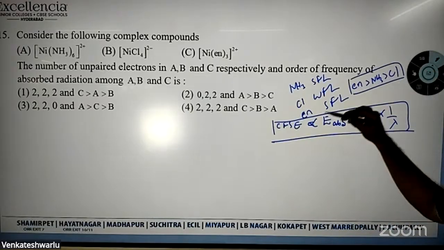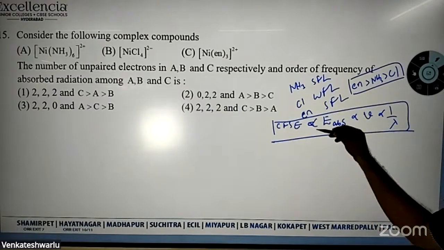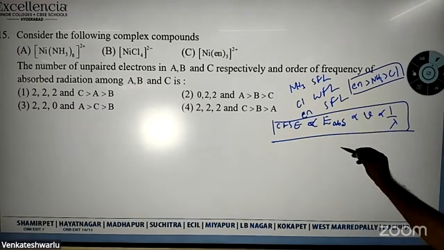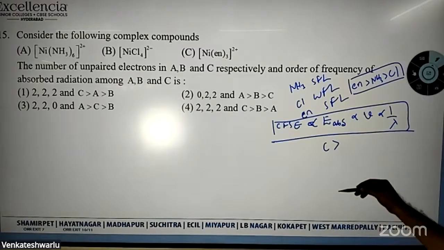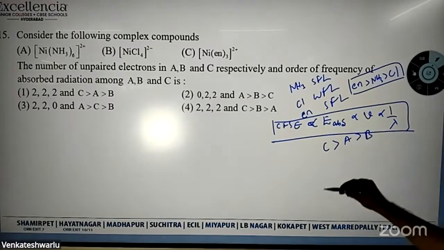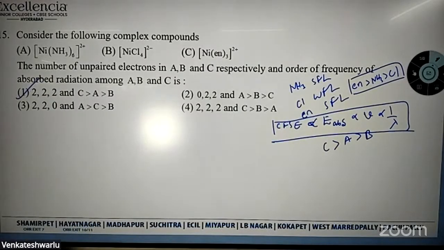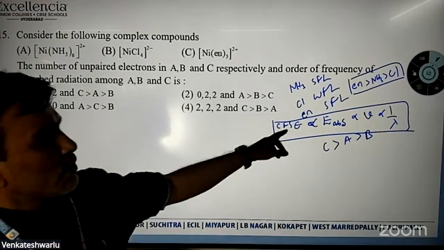As the ligand field strength increases, CFSE also increases. So now here option C has the higher CFSE, therefore higher frequency. After that, A and B, so CAB, the first option. So directly you can do CAB. In the other cases, the option is not repeated, right? So this is the concept here.